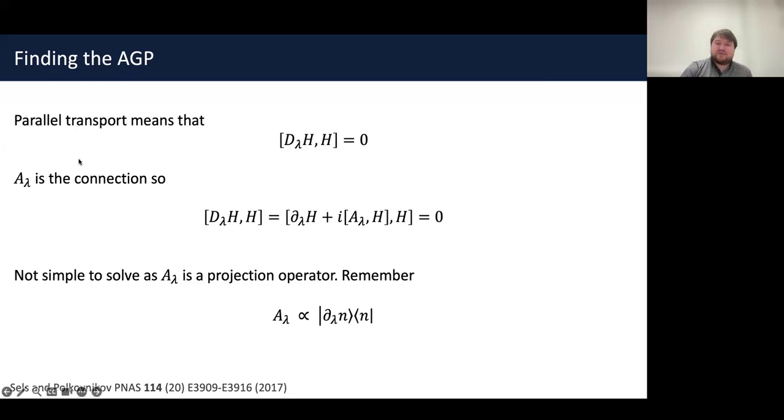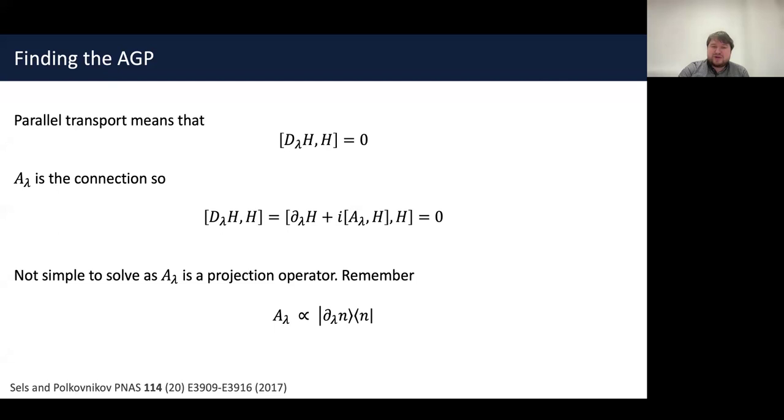We can simply look at a similar problem. We can look at the fact that, parallel transport, the derivative of our Hamiltonian should commute with our Hamiltonian. So the adiabatic gauge potential is nothing but the connection. So I can write out the derivative of my Hamiltonian simply as this. And this is great, but it's still not that easy to just directly solve this because A lambda is an operator, it's a very complex thing.